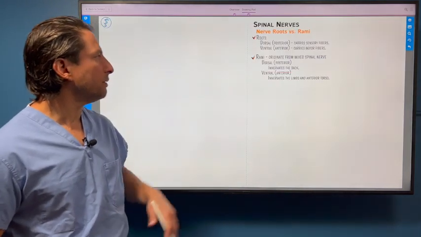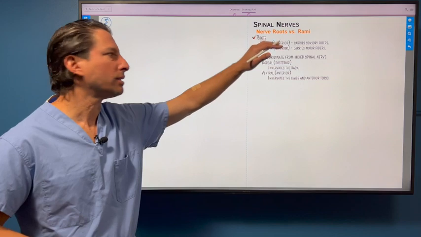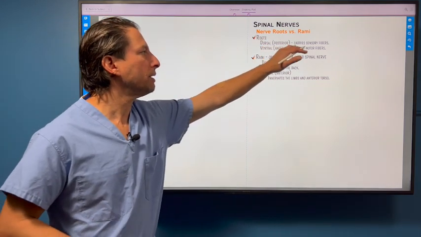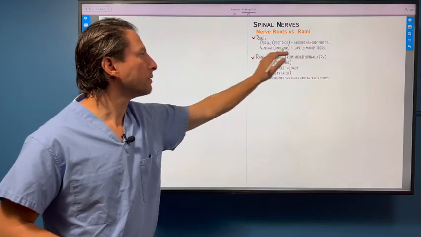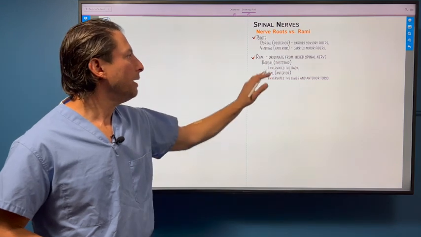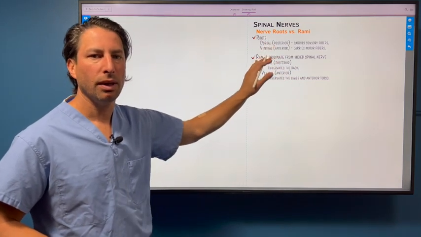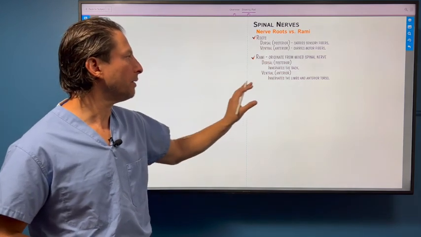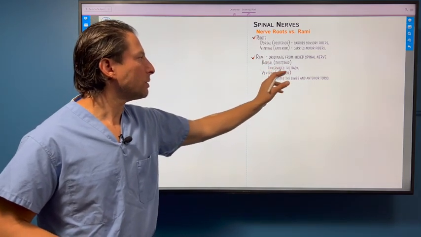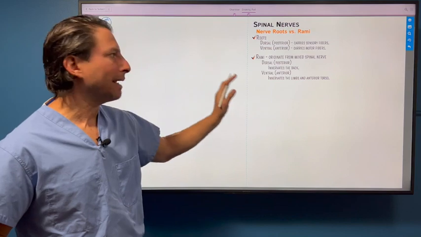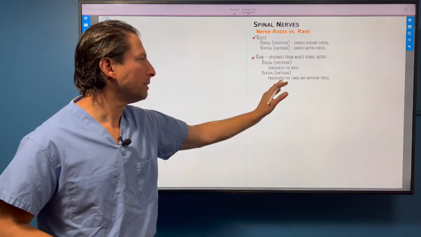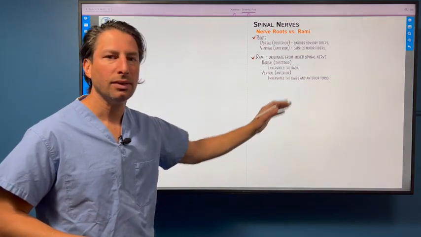Spinal nerves themselves. So the roots, we've talked about this quite a bit: dorsal, posterior, sensory; ventral, anterior, motor. And then there's a differentiation between rami and roots, which we'll talk about when we lay everything out. But essentially there's a dorsal ramus which innervates the back, and then there's that ventral anterior ramus which innervates the limbs and anterior torso.